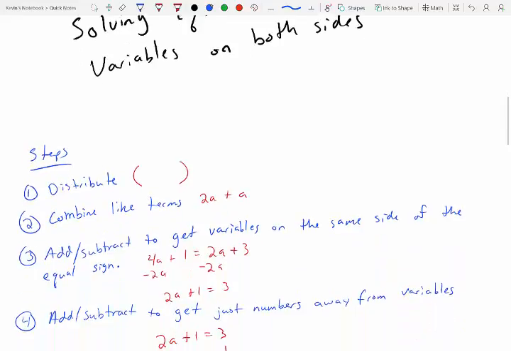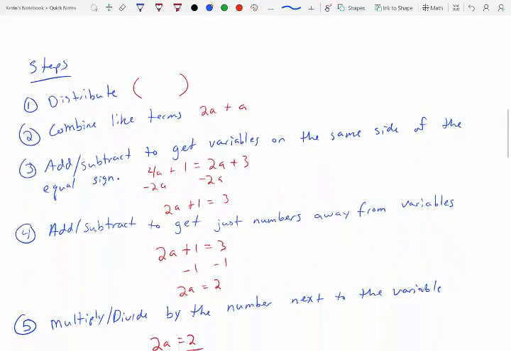So we have our steps down here. Some will look familiar, some will be new. Step 1, if we have parentheses in the problem, we have to distribute. Step 2, we have to combine like terms. If we remember, like terms have the same variable on them. So something like 2a plus a, we would do that and we would get 3a.